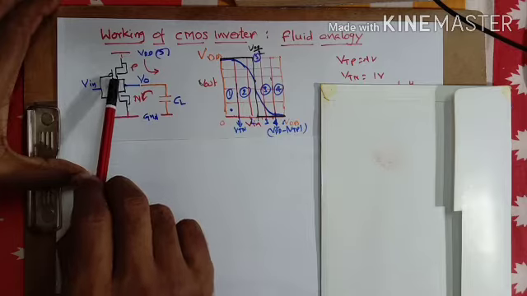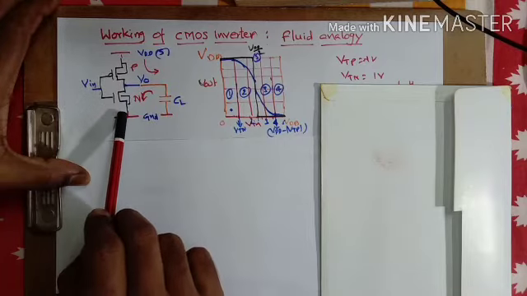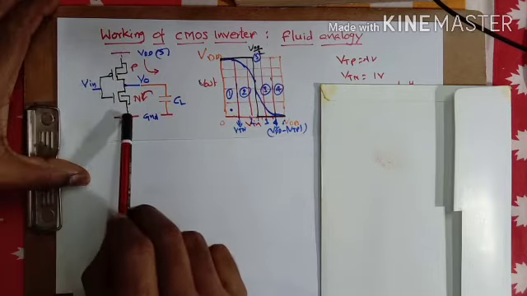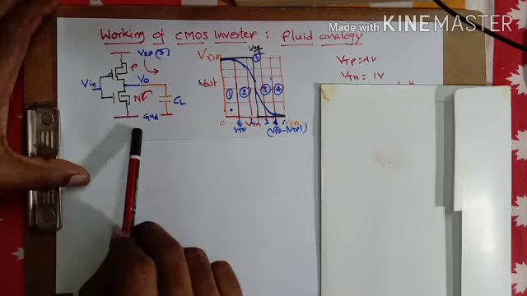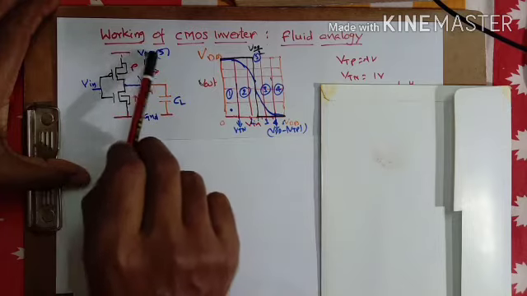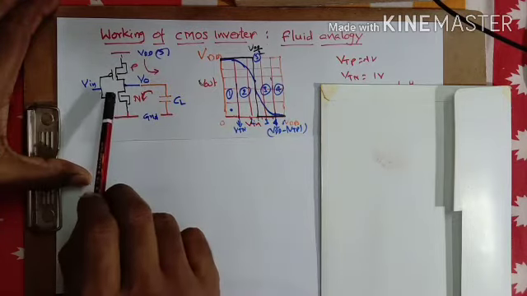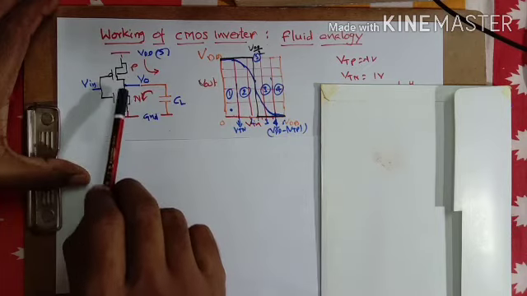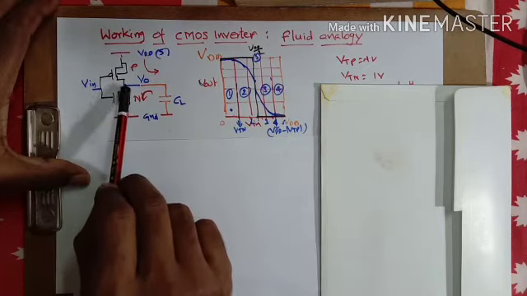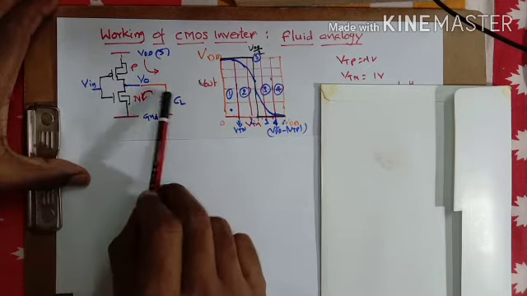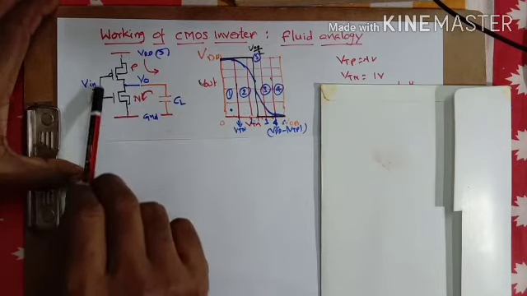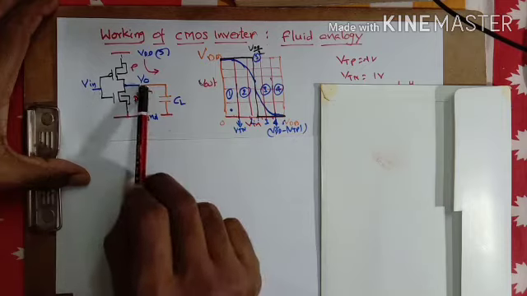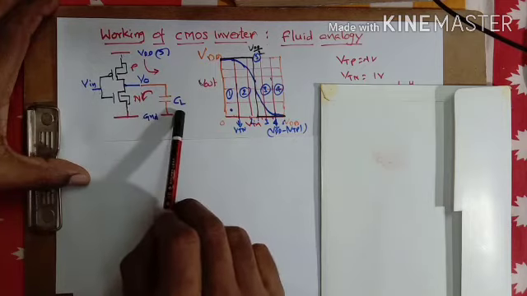CMOS inverter is having a PMOS transistor and NMOS transistor. The source of the PMOS is connected to VDD and the source of the NMOS is connected to ground, VSS. VDD is positive voltage, 5 volt for example. And both the drains of PMOS and NMOS are connected together and the common point is taken as output. And both gates of the transistors are connected together and the input is given to that. And the output I have connected to a load capacitor CL here.